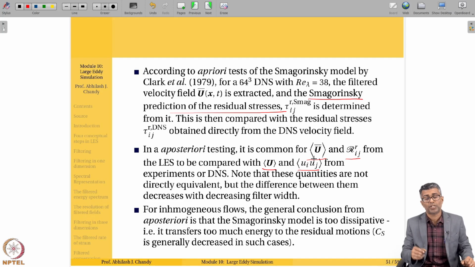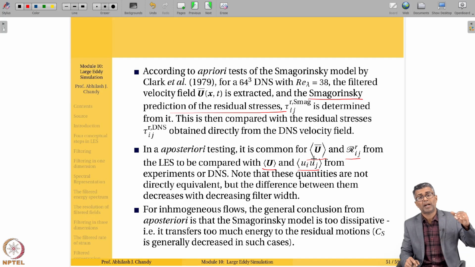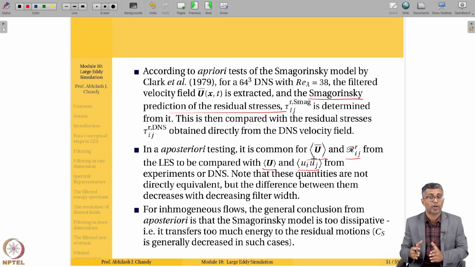So what you're doing is you're comparing the U bar average, because you have to compare statistics. You are running instantaneous, unsteady equations. You have to only compare statistics. Every realization is different between turbulent flows. So you have to compare statistics.